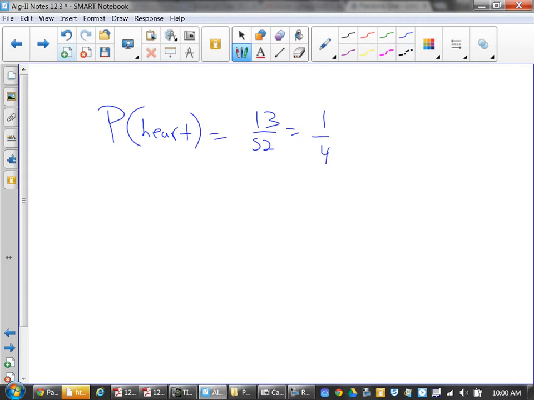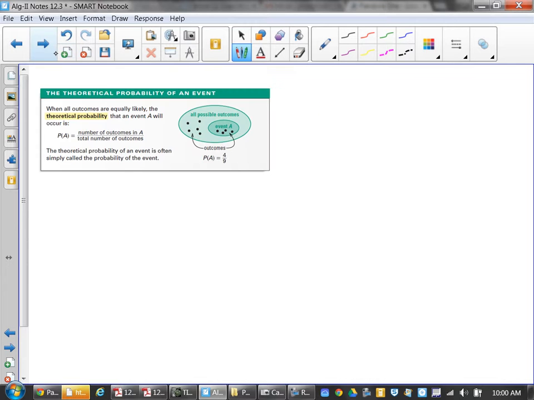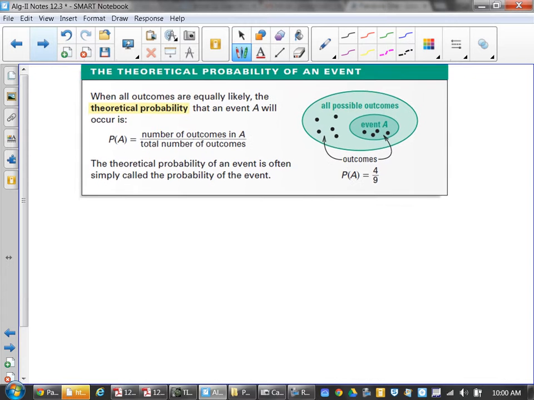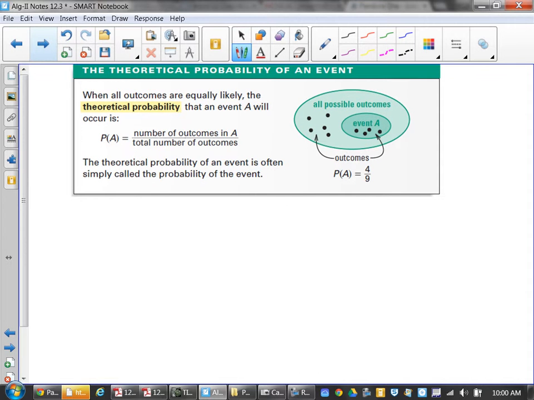Flip the card. Tell me what it is. Let's see if we're right. It's a heart. We have a heart. Okay. So this was difficult. Remember, it's just number of outcomes over total outcomes. You guys have all seen this in the past.